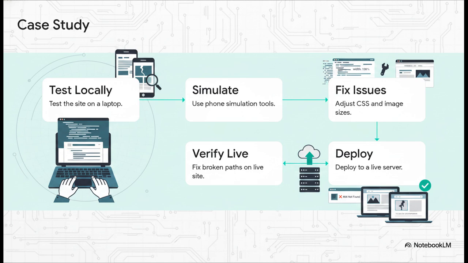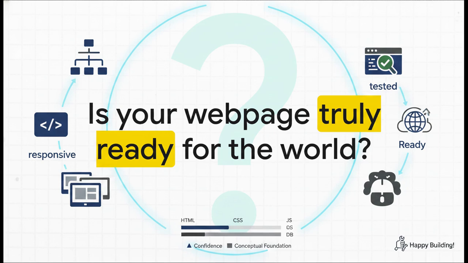So, the student tests the site locally, and hey, it looks perfect on their laptop. But then, using those awesome browser developer tools, they simulate a phone screen and suddenly realize the layout is totally broken, and the images are massive. So they fix the CSS and shrink the images down. Then they deploy to a live server. Once it's actually live on the web, they test it again and realize one of their images isn't loading because the file path was typed incorrectly in the HTML. Because this student tested both before and after deployment, they caught these embarrassing errors before a potential employer ever laid eyes on the site.